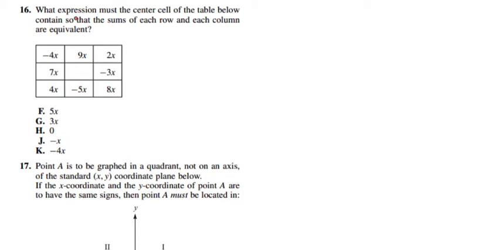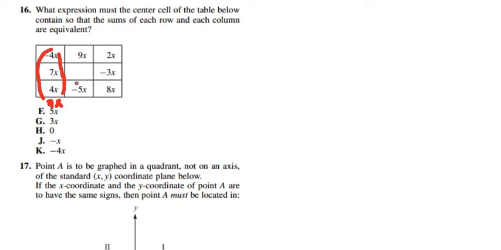Number 16, what expression must the center cell of the table contain so that the sum of each row and each column are equivalent? So all we need to do is find the sum of one of the columns, and we need it to match here. So if we find the sum of the first column, negative 4x plus 7x is 3x. 3x plus 4x is 7x.